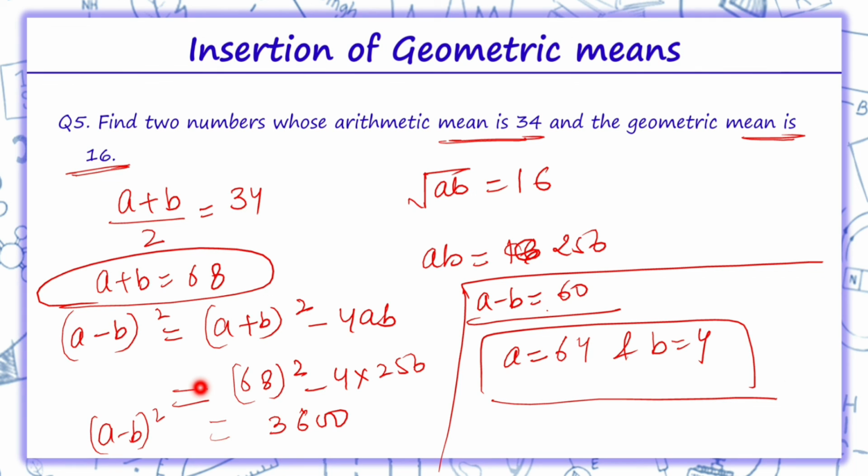So this is how we have studied today how to calculate the sum of an infinite GP, how to calculate the value of the geometric means, and also how we can correlate arithmetic mean and geometric mean, and solve the questions.